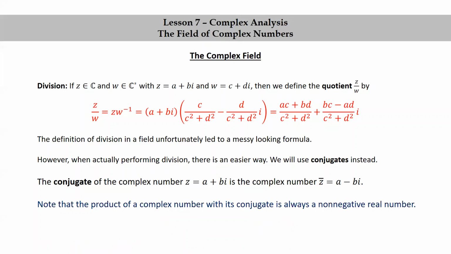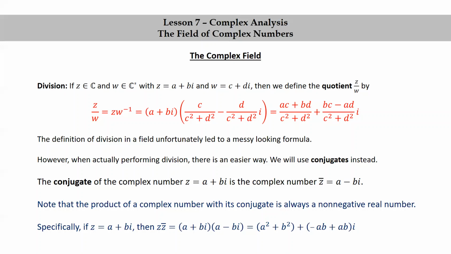Note that the product of a complex number with its conjugate is always a non-negative real number. Specifically, if z equals a plus bi, then z times z bar is a plus bi times a minus bi, which is a squared plus b squared plus negative ab plus ab times i, which is just a squared plus b squared. That's a non-negative real number.